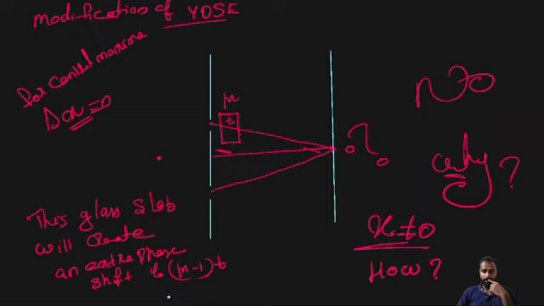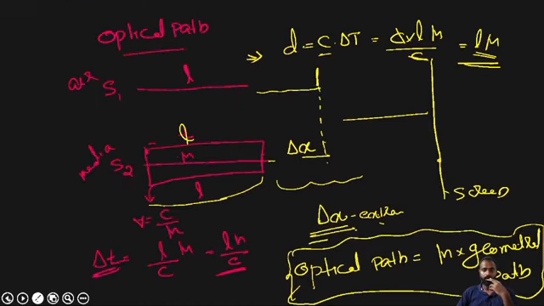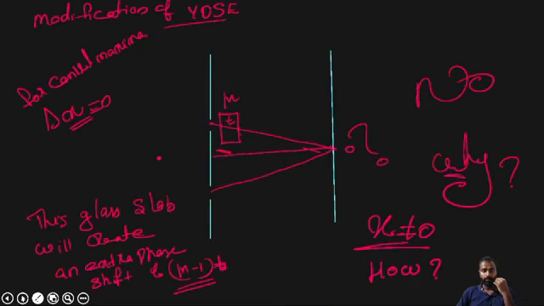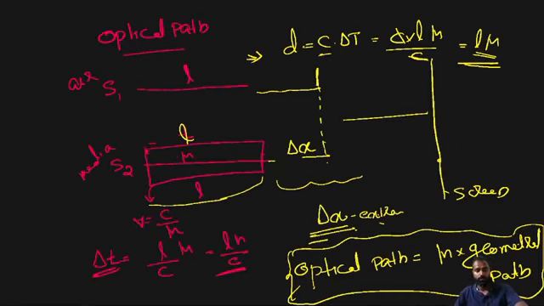This glass slab will create an extra phase shift of mu minus 1 t times. How is it coming here? Okay, I think I haven't done this. Okay, then I will do this. Why would we want to skip that?